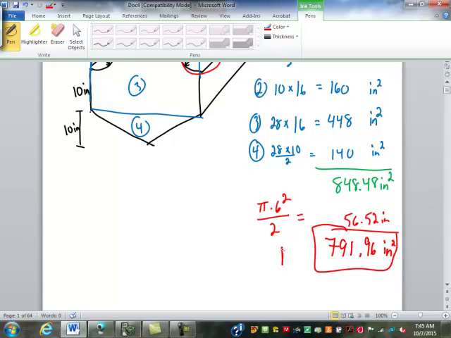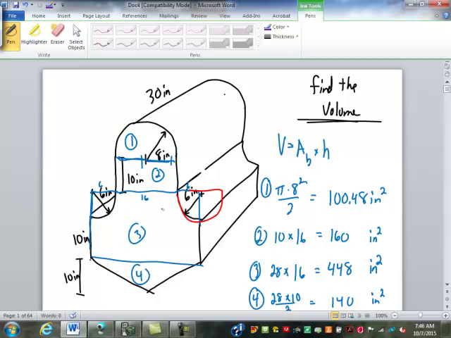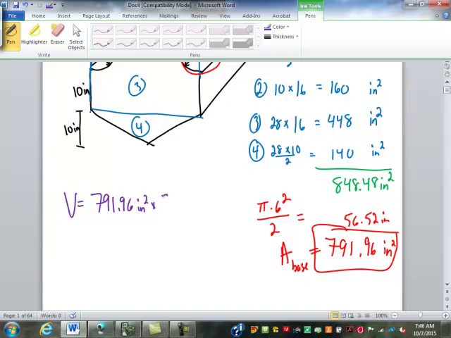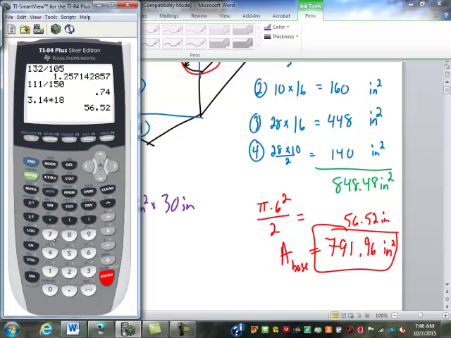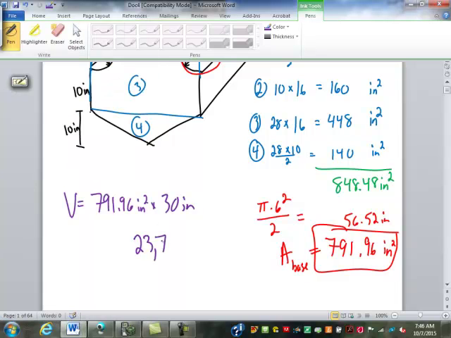So that is the area of the base. So now to find the volume, it is simply that area, 791.96 inches squared, times this distance from base to base, which is 30 inches. So 23,758.80. That is cubic inches.